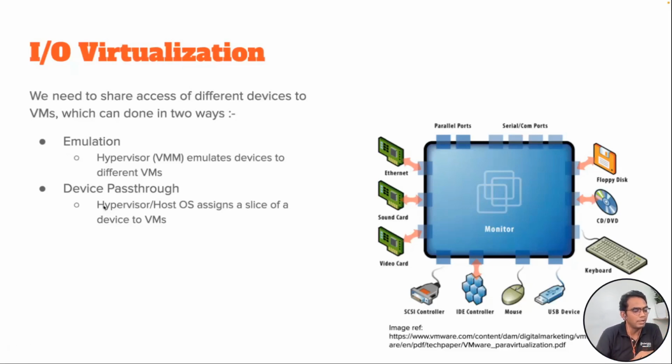But then we have a second way, called device pass-through. In this case, a slice of the hardware can directly be given to the VM. Think about it: you can attach a network card to your system and say, I'm going to completely give this network card access to my VM. In that case, that VM is going to have complete access to that hardware, and that can be much faster. When you virtualize the network card, it can be slower, but when you attach the network card completely to a given VM, that VM can perform faster.